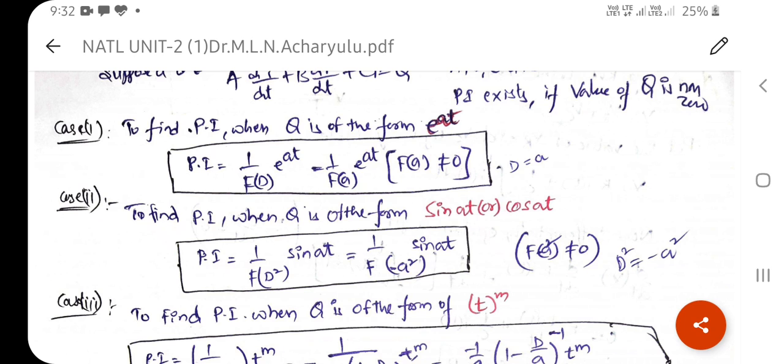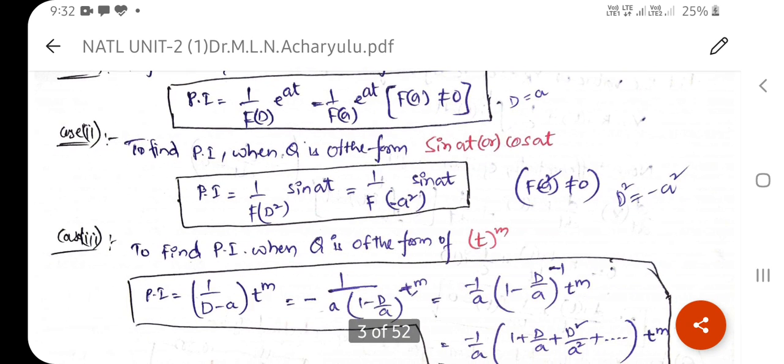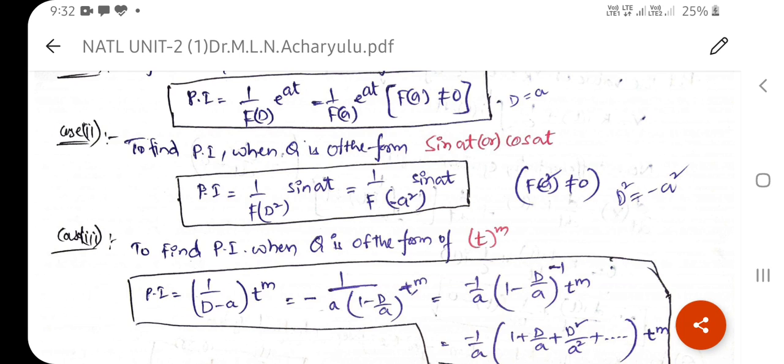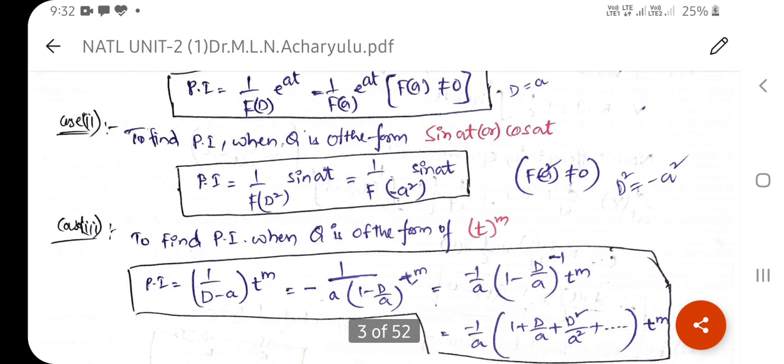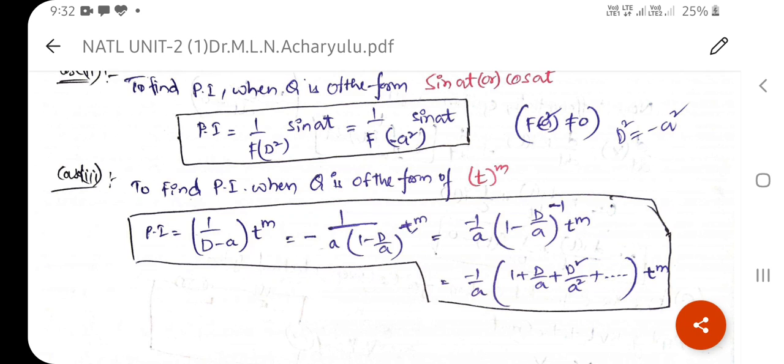And now the final one is to find the particular integration when q is of the form t power m. Then the particular integration may be rewritten as 1 by D minus a into t power m, which is minus 1 by a into, where a is common here, 1 minus D by a into t power m. Again rewriting, minus 1 by a into 1 minus D by a whole power minus 1 into t power m. Therefore you may apply the binomial theorem: minus 1 by a into 1 plus D by a plus D square by a square and so on, up to whatever power of t power m is there.